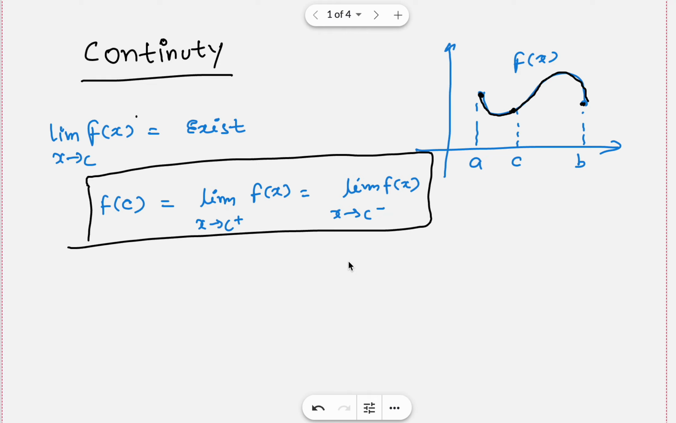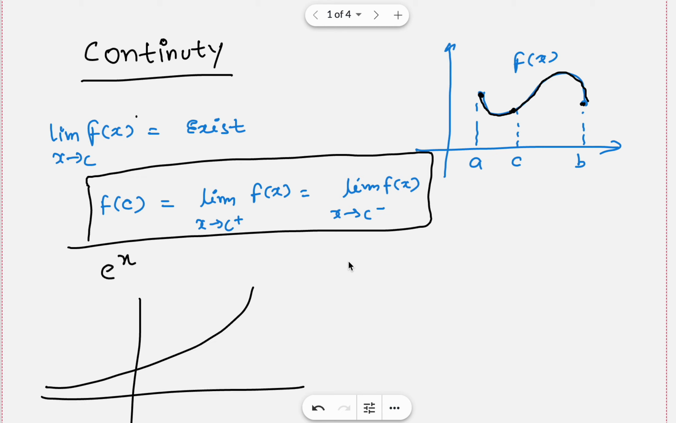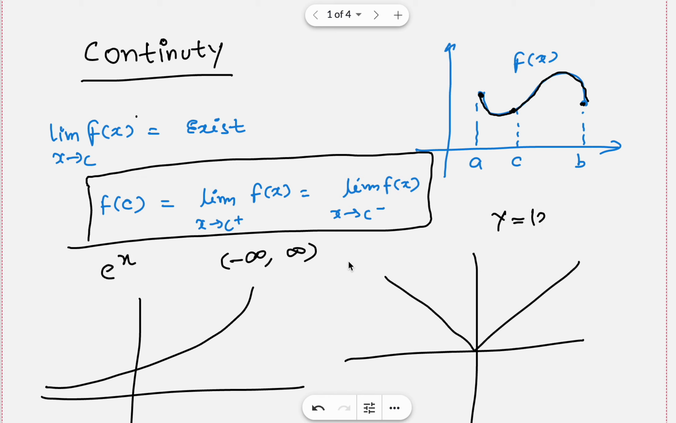Now, what are the examples of continuous functions? Say e to the power x. This is the graph of e to the power x. This is always continuous, from minus infinity to infinity. Now suppose I take mod x. This is the graph of y equal to mod x. This function is also continuous over the range of minus infinity to infinity. These are some examples of continuous functions.